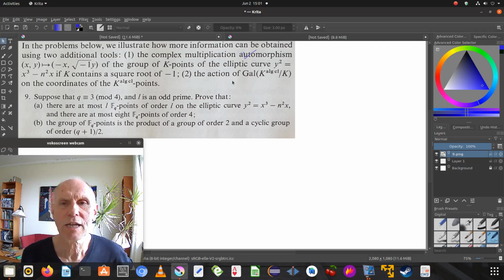The next is the action of the Galois group of the algebraic closure of K over K on the coordinates of the point in an algebraic closure. Oh yes. So let's go to A.